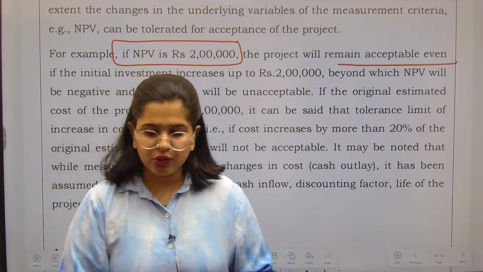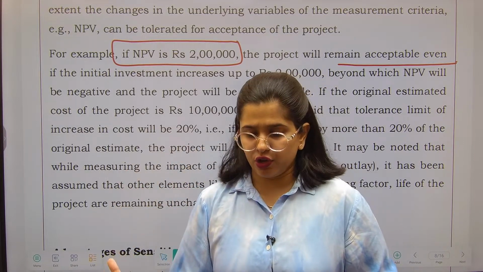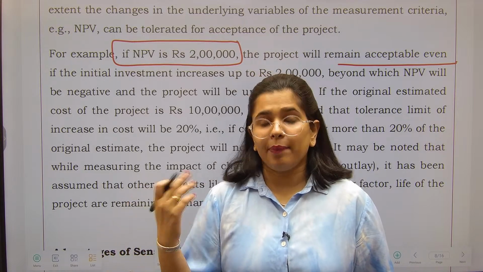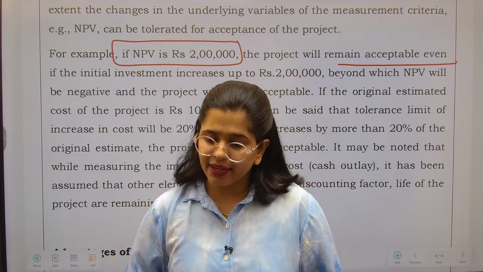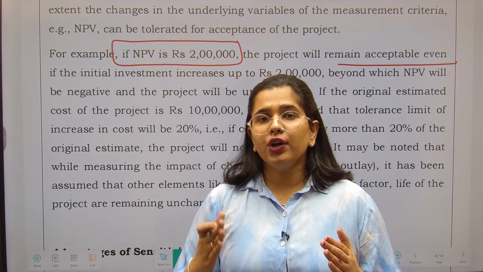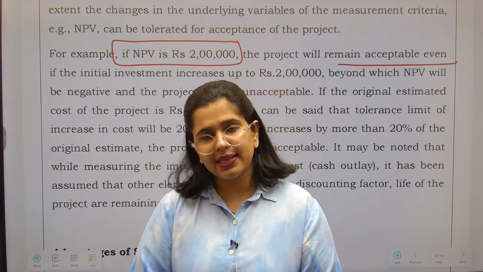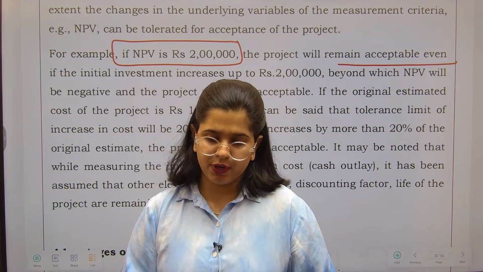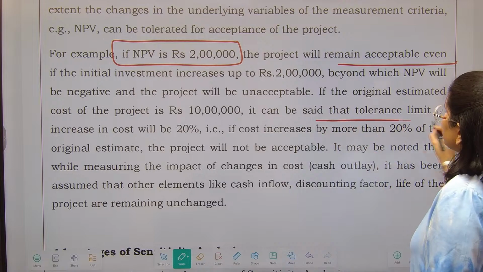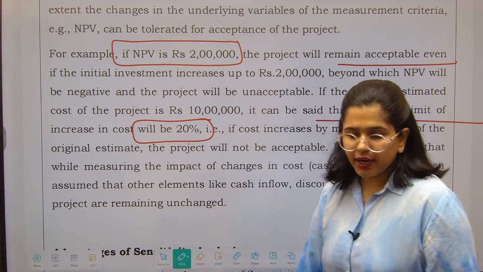ठीक है? Even if आपका जो cash outflow है वो 1,50,000 से बढ़ जाता है, तब भी I am earning 50,000 rupees. But in case my cash outflow increases beyond 150, right? Or beyond 2 lakh rupees, then my NPV will become negative, and that is why sensitivity analysis will say that going beyond 2 lakh rupees, if my cash outflow is going beyond 2 lakh rupees, then this project becomes unacceptable for me and I cannot go forward with this particular project. So if the original estimated cost of the project is 10 lakh, it can be said that the tolerance limit is 20%. What is the tolerance limit?